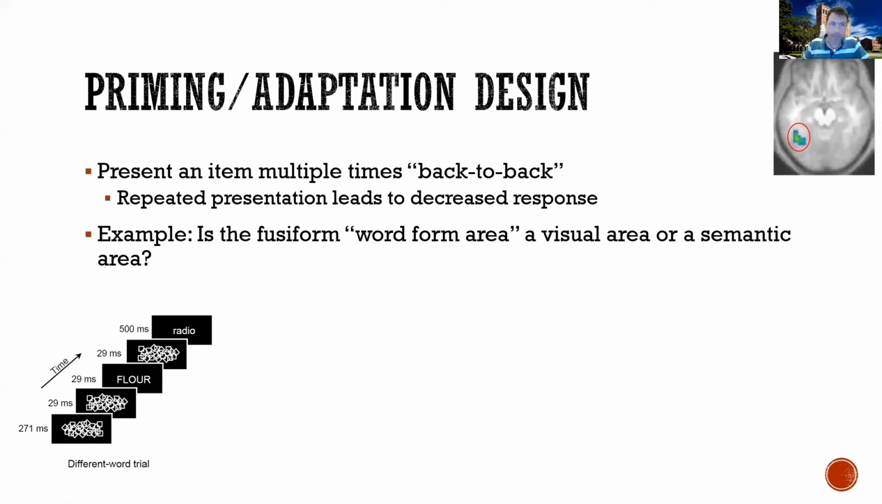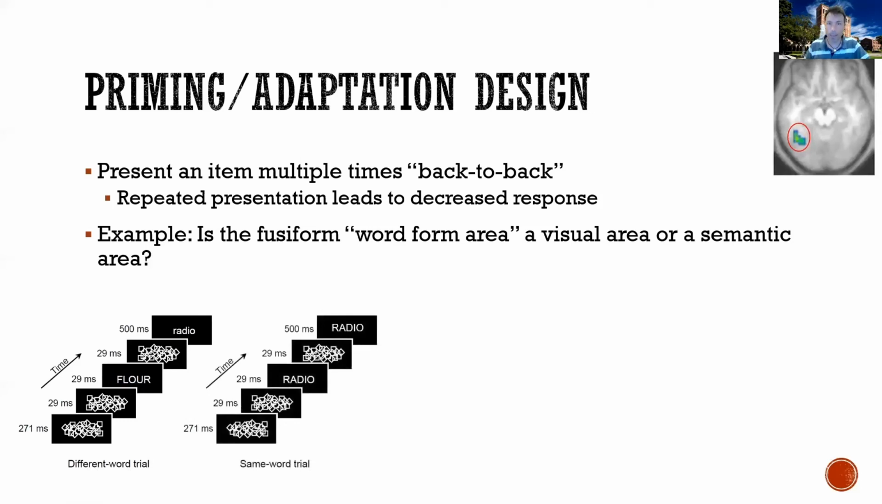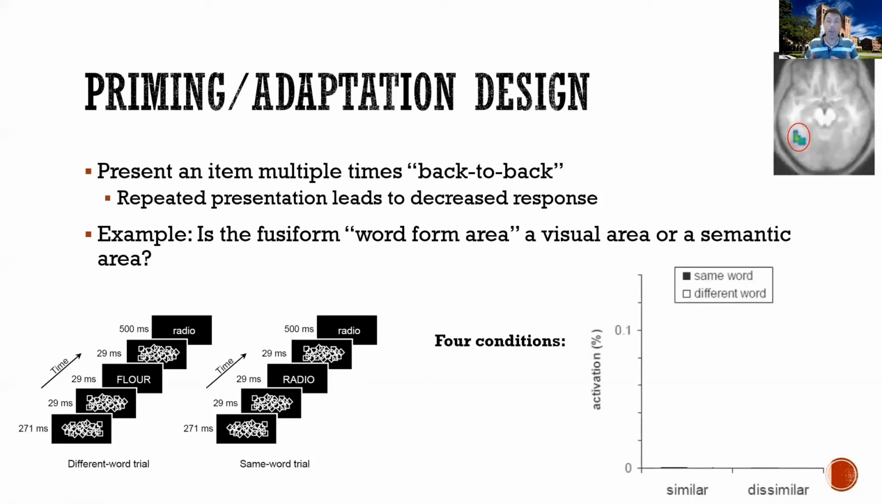As compared to that, you can have a same word trial. And the trial worked exactly in the same way, except the final word was always the same as the prime word. Here too, sometimes they came exactly in the same font. Other times it was the same word, but came in a different font. And you will notice that this is the crucial manipulation, because it's the same word, but the lines are different. So let's see how this goes.